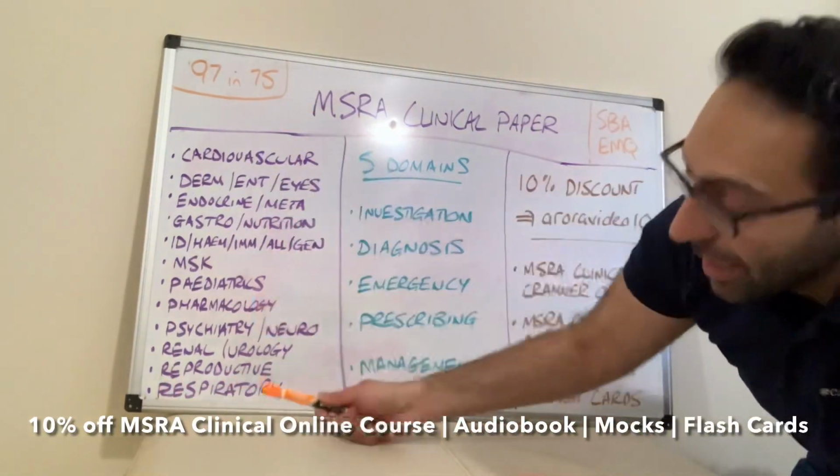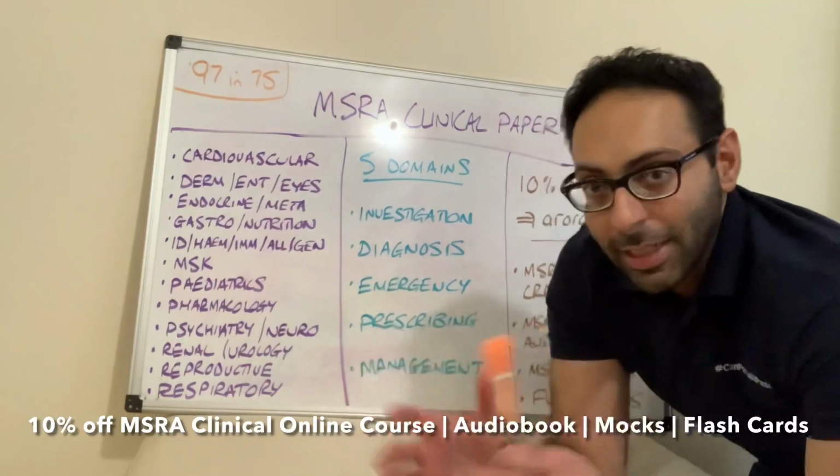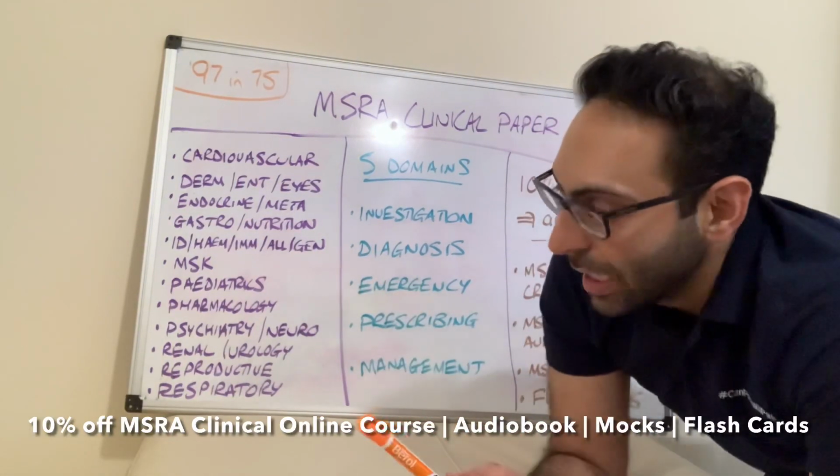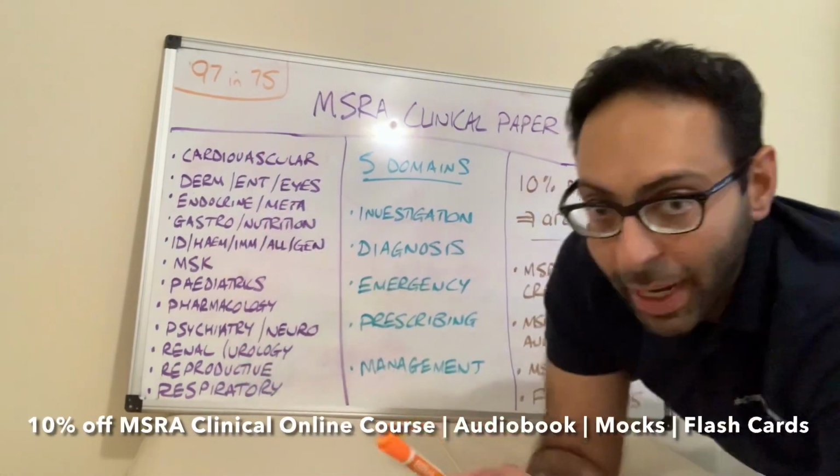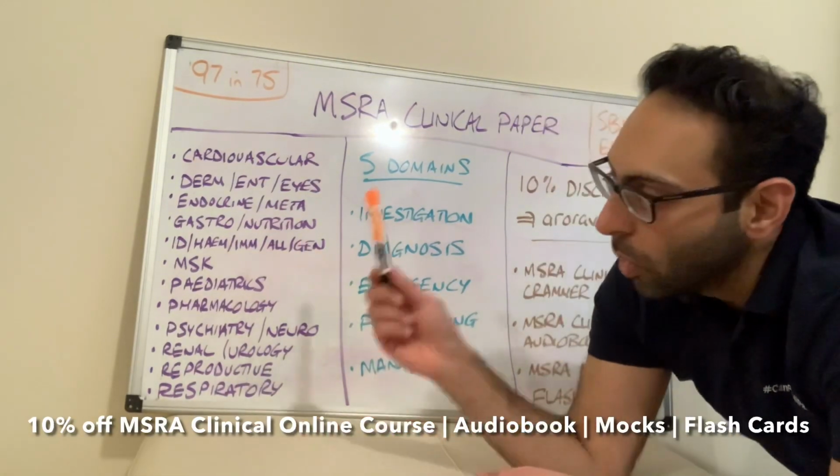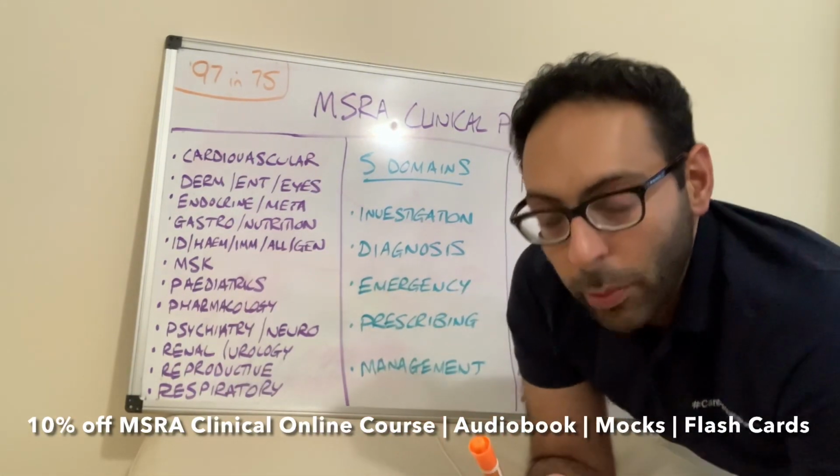Now that's basically all of medicine, isn't it? There's not much you cannot put in one of these categories. Yes, there's 12 and it doesn't seem that bad, but actually when you break it apart, there's a lot of information that you've got to know when it comes to the clinical paper.